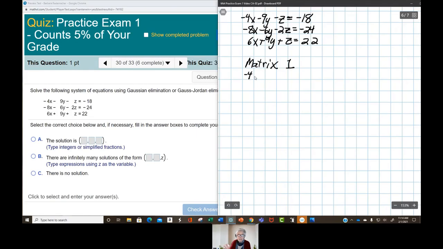So negative 4, what, me make a mistake? Oh, really? Negative 9, negative 1, negative 18, and negative 8, negative 6, negative 2, negative 24, and 6, 9, 1, and 22. And this is row 1, and row 2, and row 3.